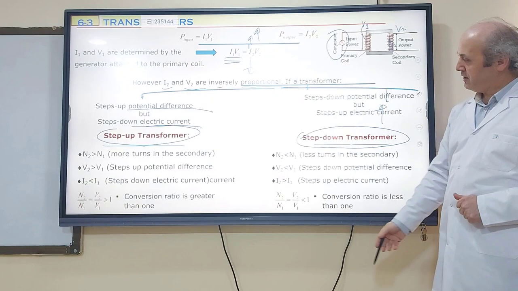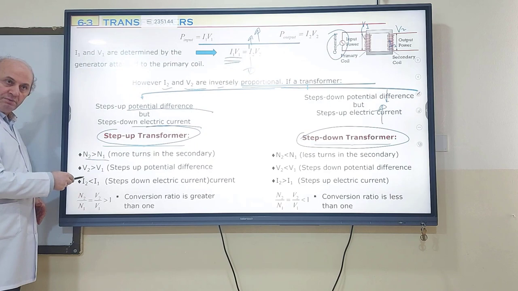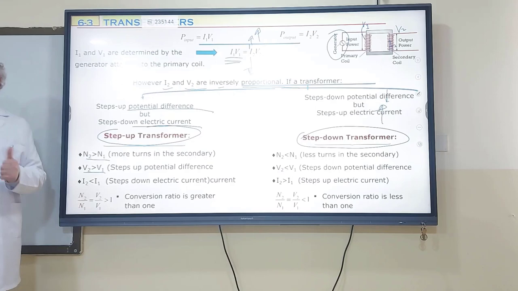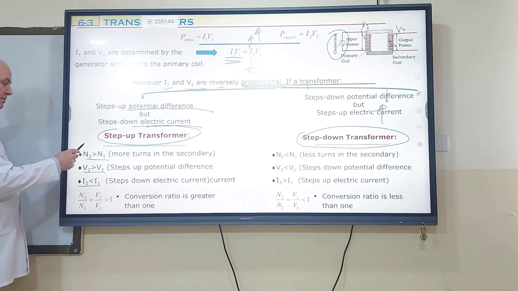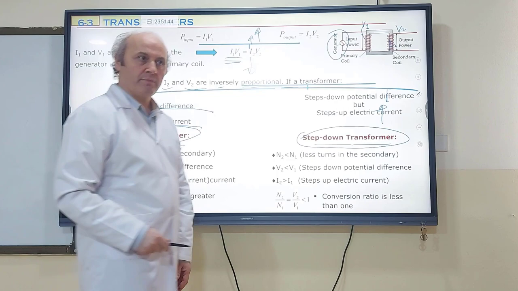And this is the summary. In a step-up transformer, the number of turns in the secondary is greater than the number of turns in the primary. N and V are directly proportional, so V2 is also greater than V1. In inverse proportion to electric current, I2 is less than I1. What about the conversion ratio? Big number divided by small number, big divided by small, greater than 1. For a step-up transformer, the conversion ratio is greater than 1.